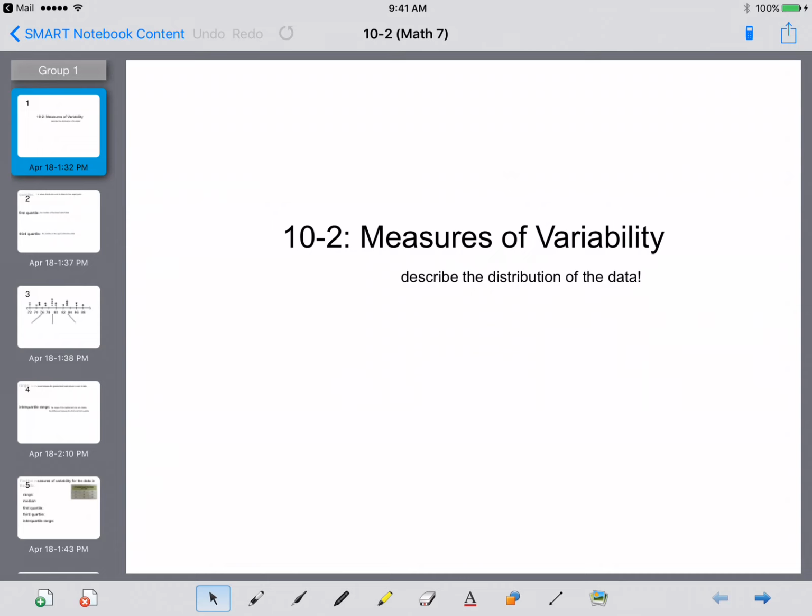Hello! Today we're going over 10.2 measures of variability. Yesterday we went over measures of center, which described where the center of your data set was. Today we're going to go over the variability, which you can see here on the slideshow. It describes the distribution of the data.